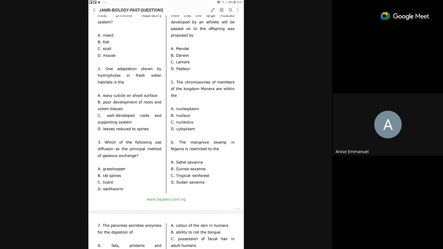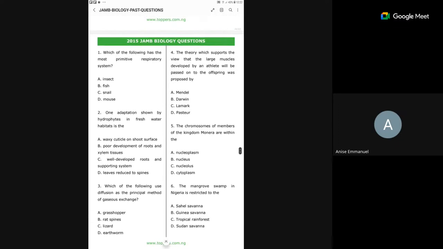Rats do not use that. The answer there is earthworm. Earthworms have a moist body surface, so it's easy for gas to diffuse and enter their blood vessels. Do we understand? Because earthworms have a moist body, for those of us who have touched an earthworm before, the body is moist. So in that case, it's easy for gas to diffuse into the body of earthworms. That is why earthworm is the answer.